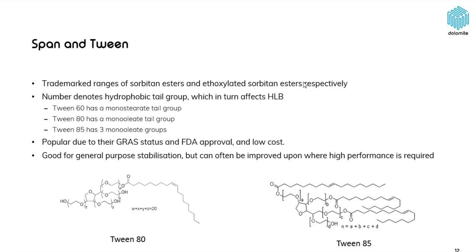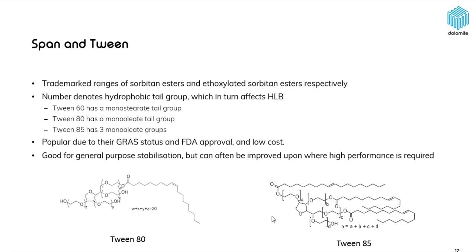For instance, Tween 60 has a monostearate tail group, whereas Tween 80 has a monooleate tail group, and that's what you can see in the bottom left image there. It's Tween 80. There are also, in between the 10s, numbers ending in 5, so 65 and 85. These are functionalized with three of the hydrophobic tail groups, so that obviously quite significantly shifts the hydrophilic-lipophilic balance by putting a lot more lipophilic material in the compound. So the numbers don't quite go up in order. The intermittent 5s have a lower hydrophilic-lipophilic balance. It's not quite a linear scale, so it's worth just checking what the functional groups are before you use them.